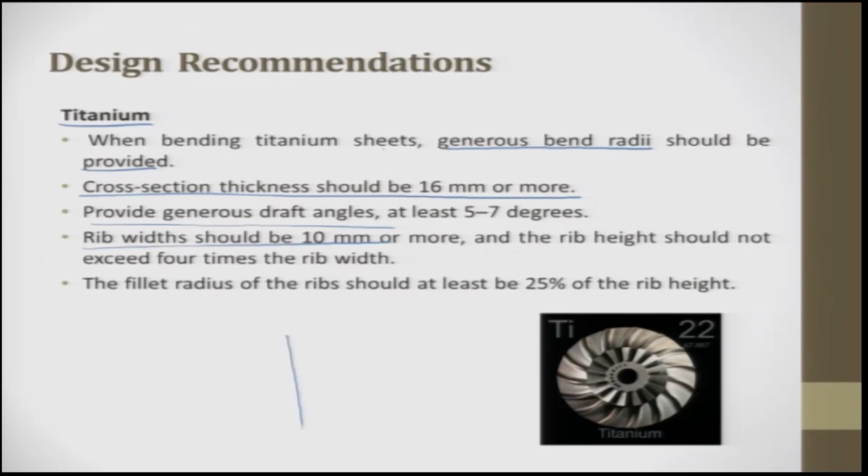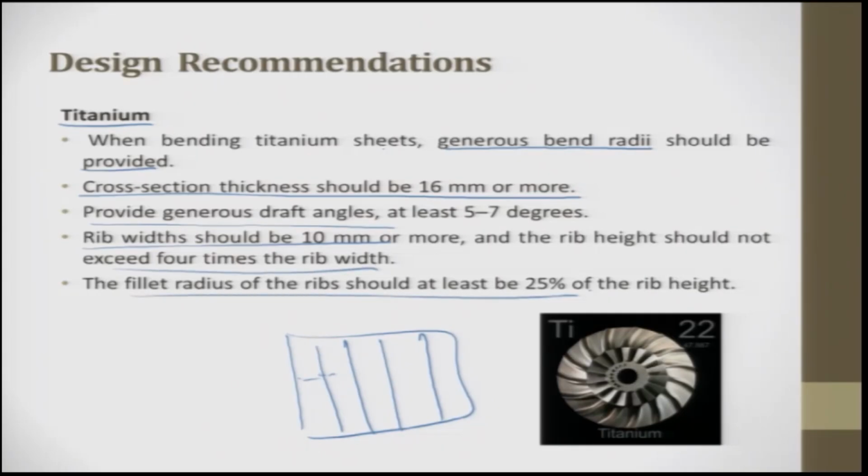What is a rib? You have a material with several ribs. The rib width should be 10 millimeter or more, and the rib height should exceed 4 times the rib width. That makes it a little more stable. The fillet radius should be at least 25 times the rib height.